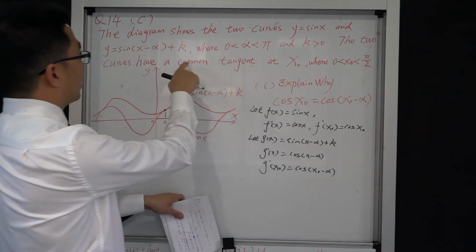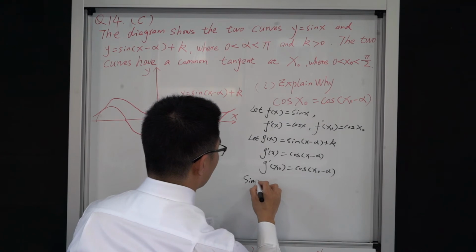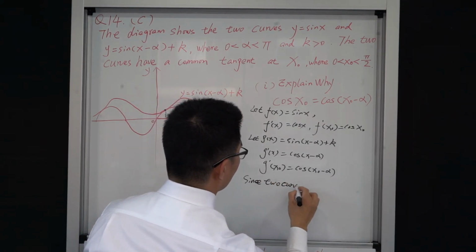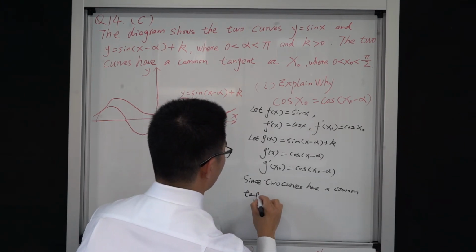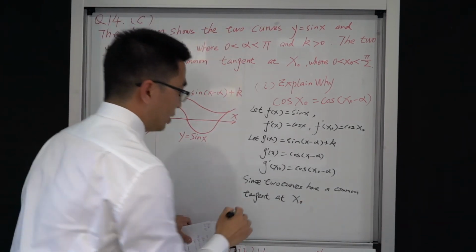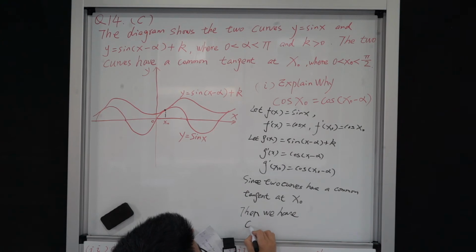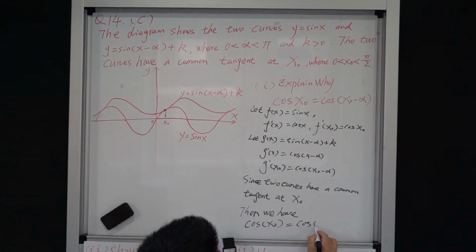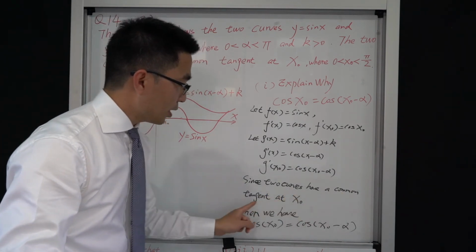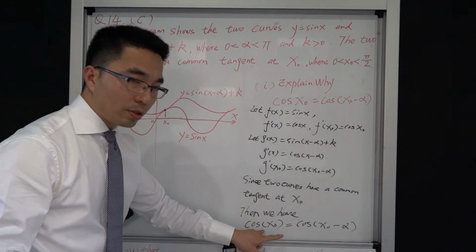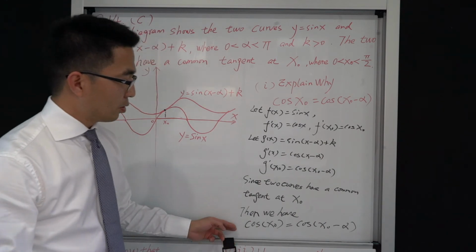Because these two curves have a common tangent at this point, then we have cos x0 equals cos of (x0 minus alpha). Because the two curves have the common tangent at this point, the differentiation of these two functions at x0 are equal. So here's the answer for the first one.